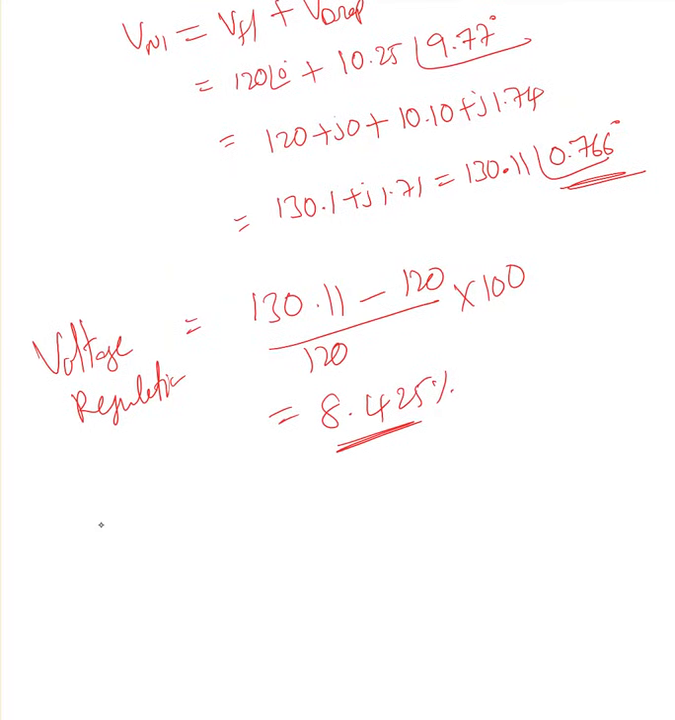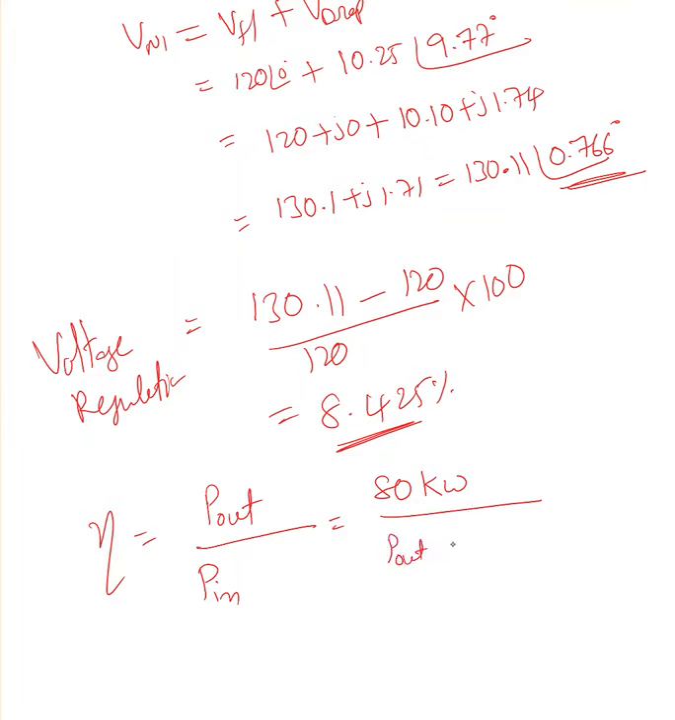Now we'll find efficiency. Efficiency equals P out over P input, output power over input power. Output power we already know, 80 kilowatt, and input power is nothing but P out plus losses, P losses. Here he didn't give us the constant losses. What are the iron losses? We cannot calculate them with the given data. It must be given, the iron losses.